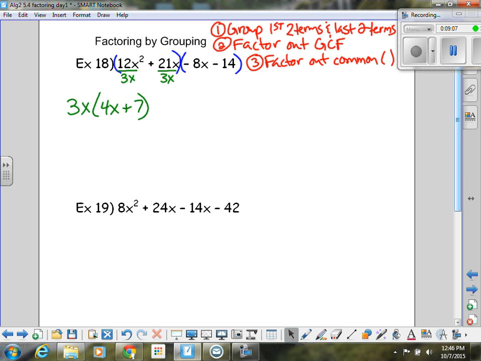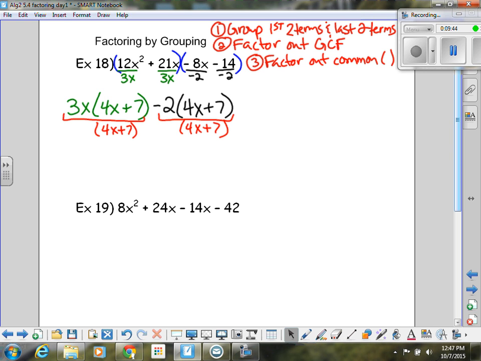Now we're going to do the same thing with the second parenthesis. It looks like I can only divide those by a negative 2, because they both have negatives in them. So I'm going to have negative 2 out in front, and then negative 8x divided by negative 2 is 4x, and negative 14 divided by negative 2 is positive 7. So now they have a common parenthesis. This is like what we were doing at the bottom of the page. So I'm dividing both of those by 4x plus 7.